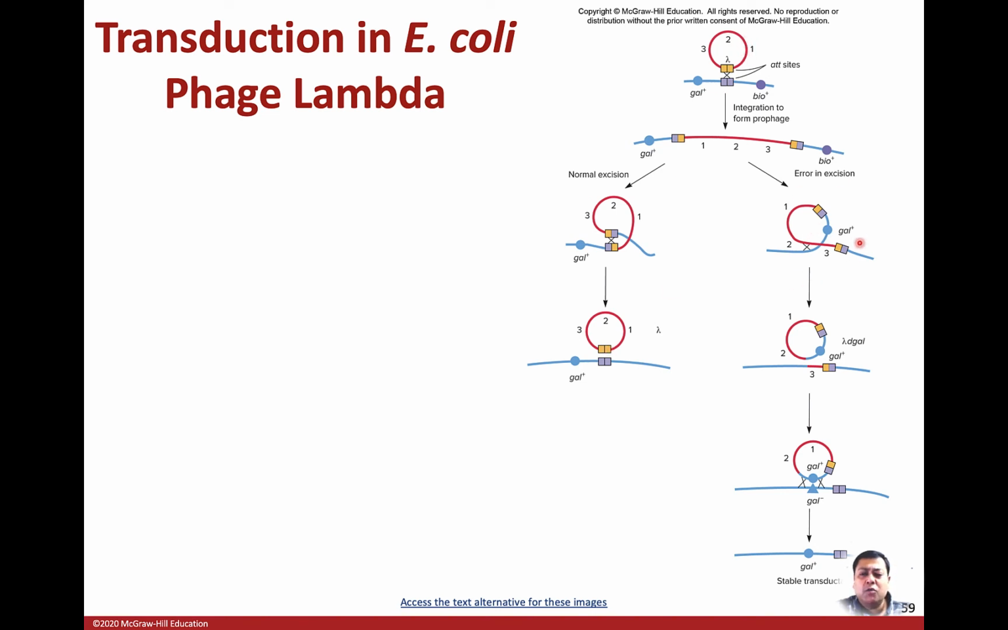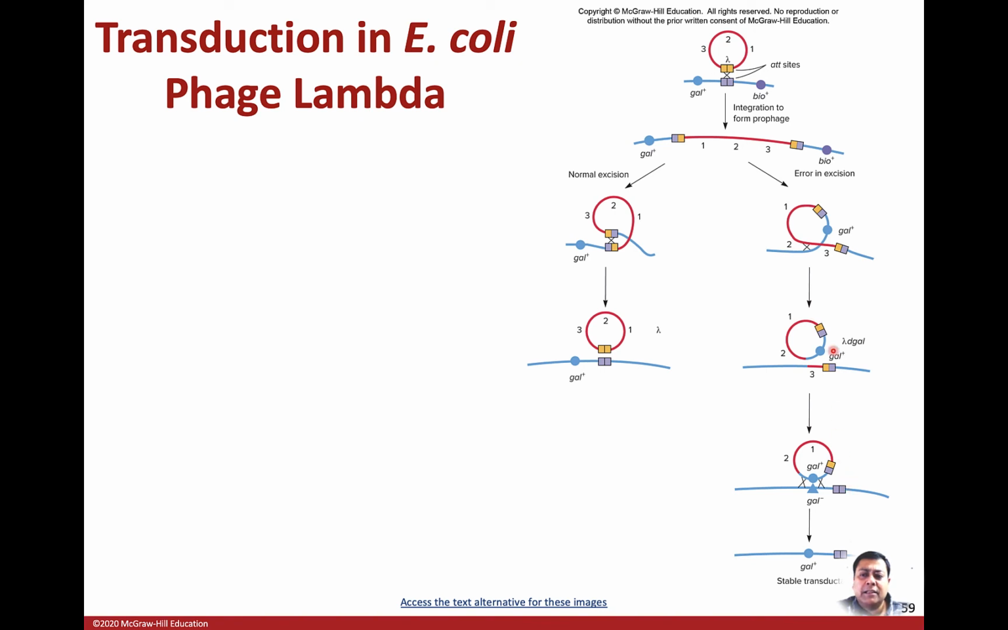But sometimes you can have an error in the excision. So here the DNA is wound like this, and while the excision is happening, it is not in between the att sites. As it is not happening in between the att sites, it is happening somewhere else. A portion of the gal here, but it could be a portion of either a gal or a bio plus gene, can be transferred or moved into the phage DNA. So this is an error-prone excision.